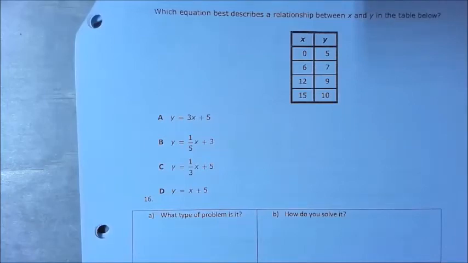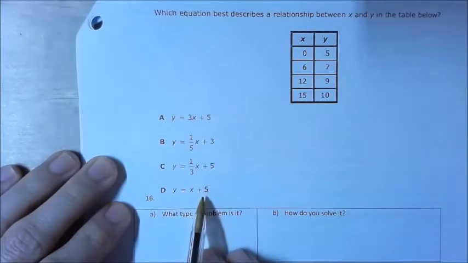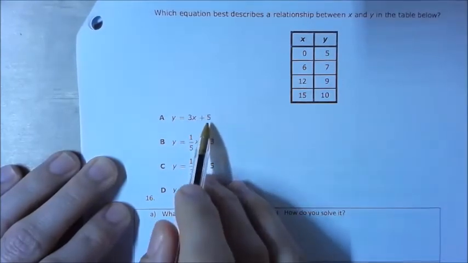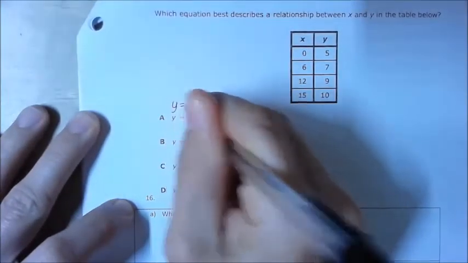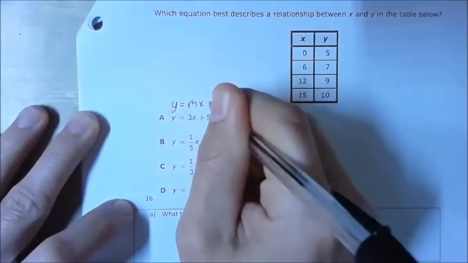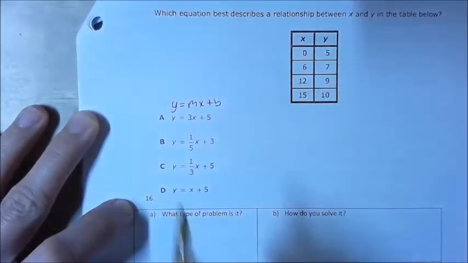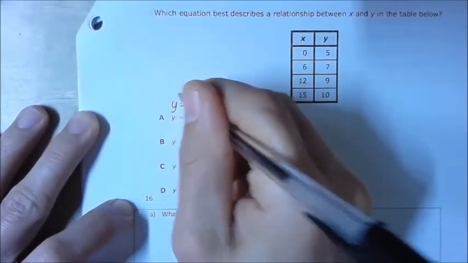Alright, here we have another one. It says, which equation best describes a relationship between x and y in the table below? So now they're giving us a table. Once again, we're going to find two things that are extremely important to us that we've been doing all week long, and that's find the y-intercept and find the slope. So notice that if we look at all of these, they all have a plus 5, plus 5, plus 3, plus 5. They all have some value that's being added to the end of the equation. That should be a hint that this must be y equals mx plus b. So it's slope-intercept form. That means it's non-proportional.